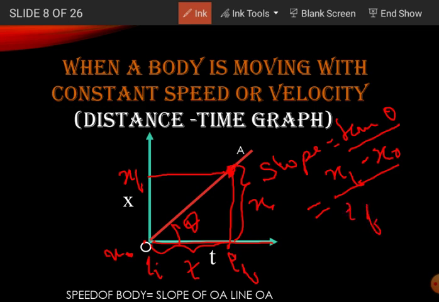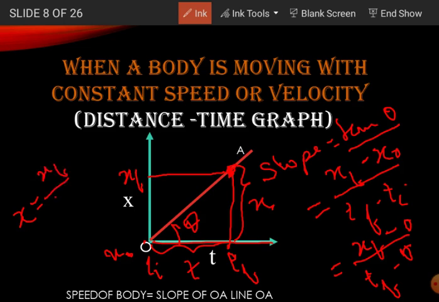So your t final minus t initial, in this case your xf minus x0 will be equal to simply your xf, because your x0 is 0 at the origin, and your final time tf minus t initial is tf. Got it? So your slope will be equal to xf divided by tf. Got it? So this distance divided by time, we call it what?